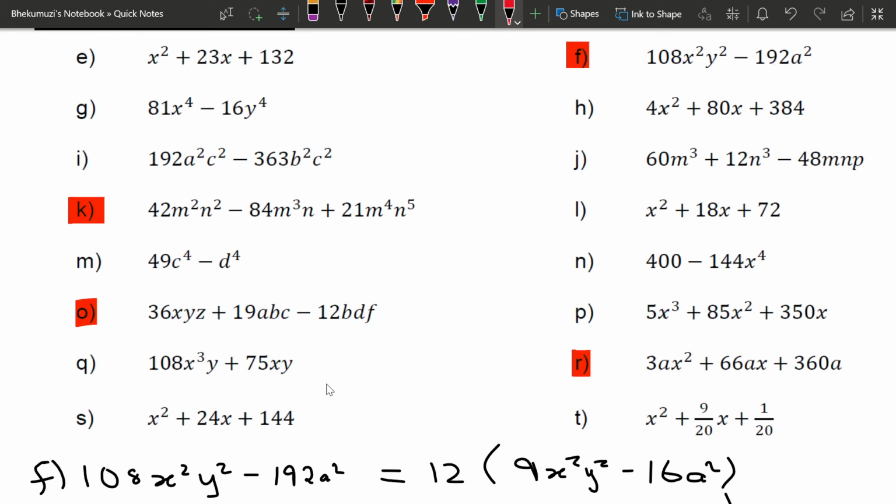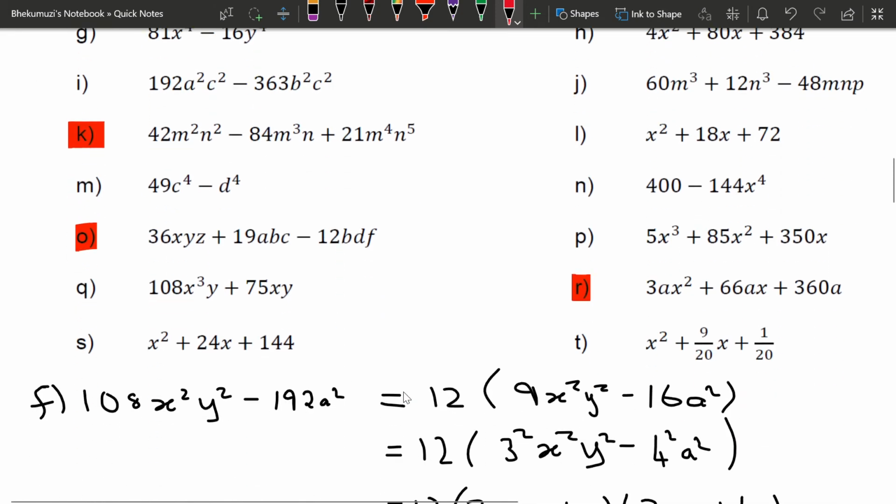So in this case, I can identify that, okay, 108 and 192, I do not know any number that is a square of it, right? I don't know the squares of 108 and 192, but what I do know is that both of them share 12 as a multiple, like as a factor, right? So I actually take out 12, which is common factor factorization. So I've just taken out the common factor, which is 12, and then I'm left with 9x squared y squared minus 16a squared. But now I do also notice something else.